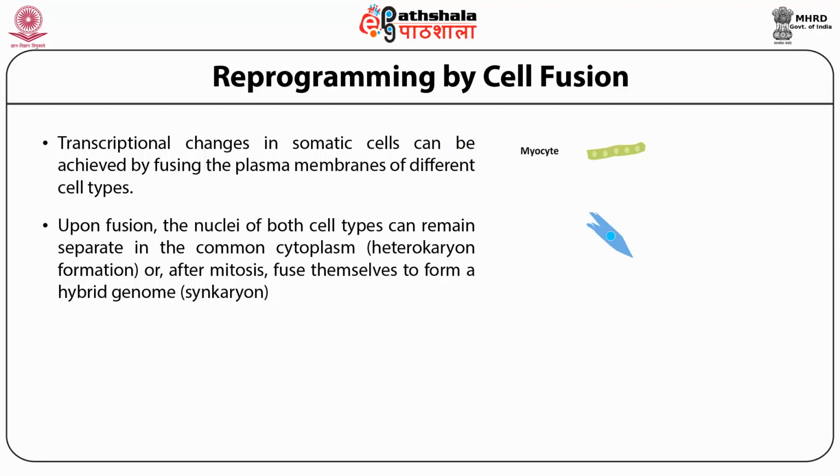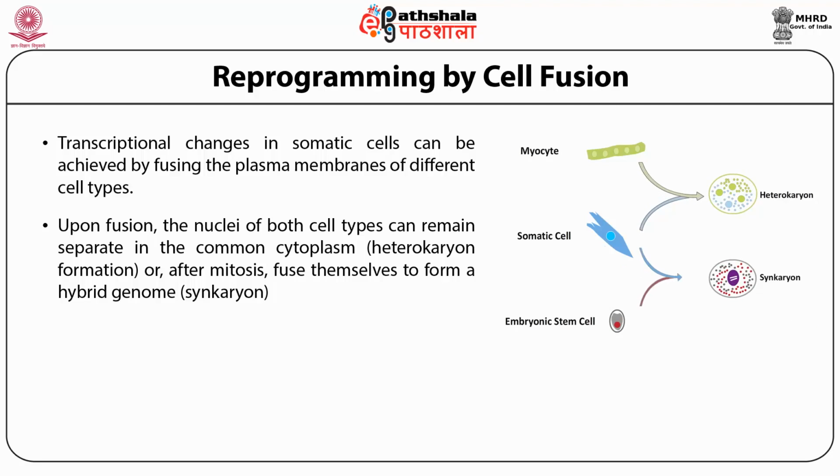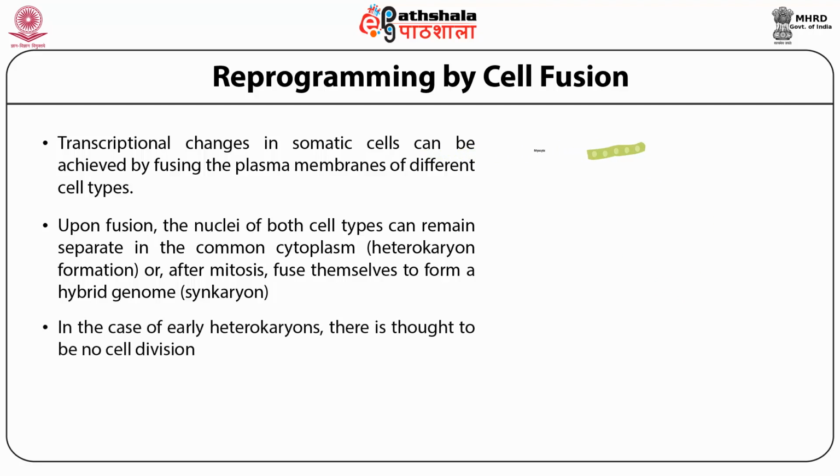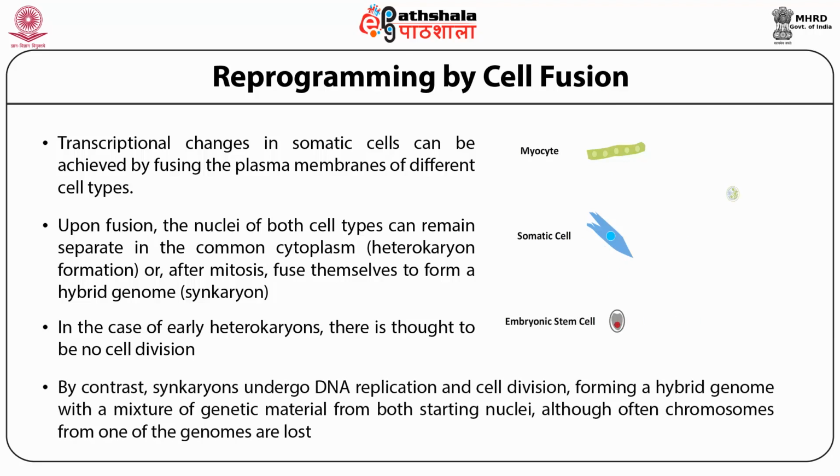So for reprogramming a differentiated cell into an embryonic stem cell, we can take one cell as a somatic cell and fuse it with another pluripotent embryonic stem cell. And as you can see, the fusion can result either in the formation of a heterokaryon, or in the formation of a synkaryon. In the case of heterokaryons, there is no cell division, and in synkaryons, we have a fusion of both the genomes because the synkaryons undergo DNA replication and cell division during the fusion process.